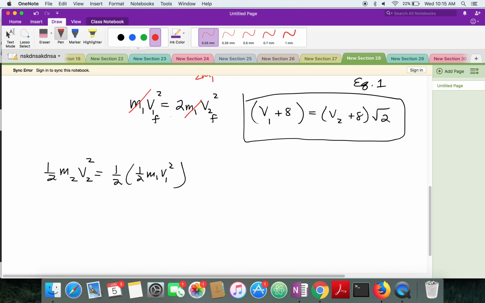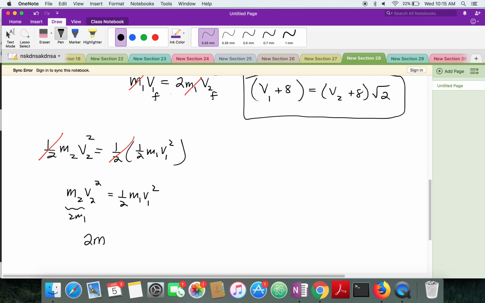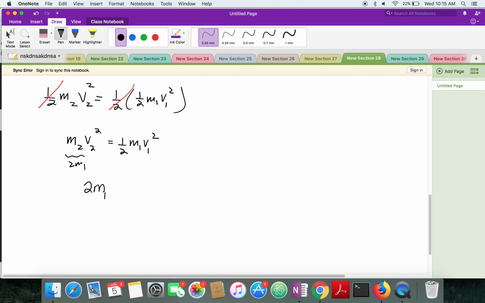So at least one of these halves will cancel out, right? That goes away. So now we get m2 v2 squared equals 1/2 m1 v1 squared. And now we know, like I said before, that m2 is 2 times m1, right? So I can go ahead and say, 2 m1 v2 squared equals a half m1 v1 squared.